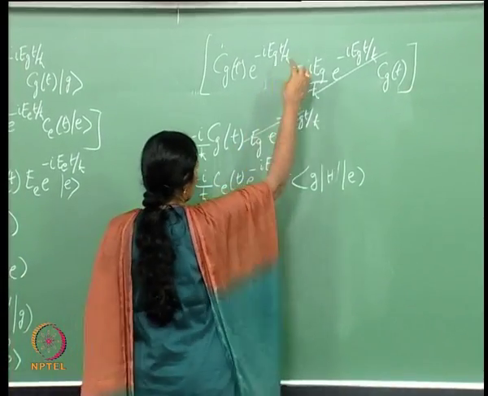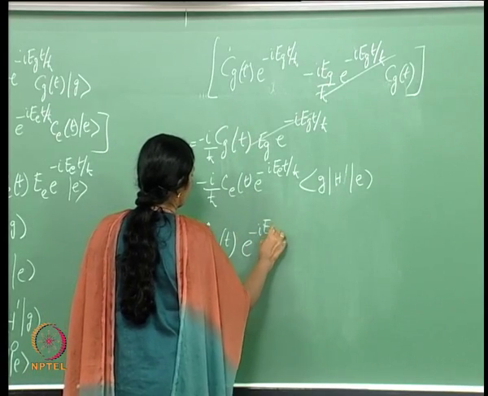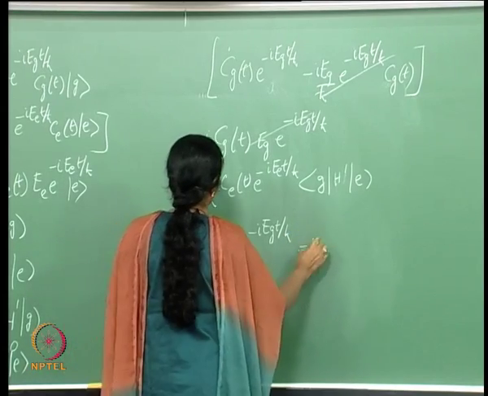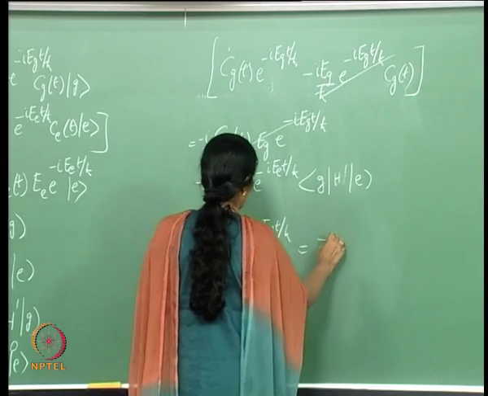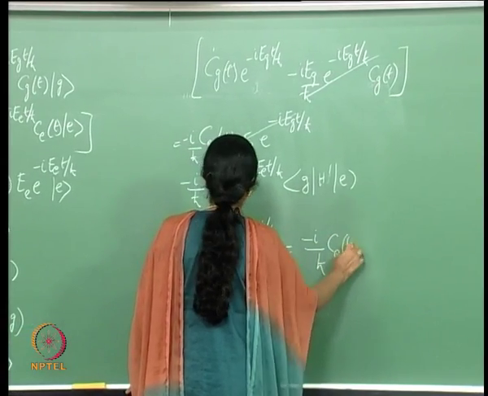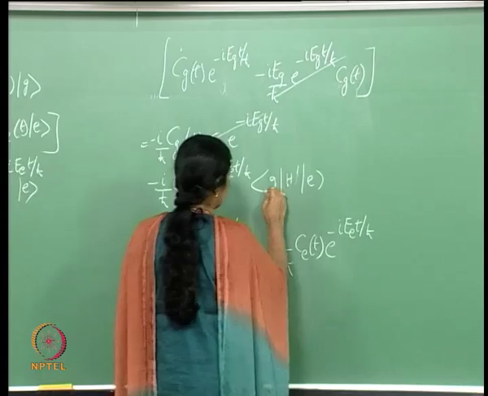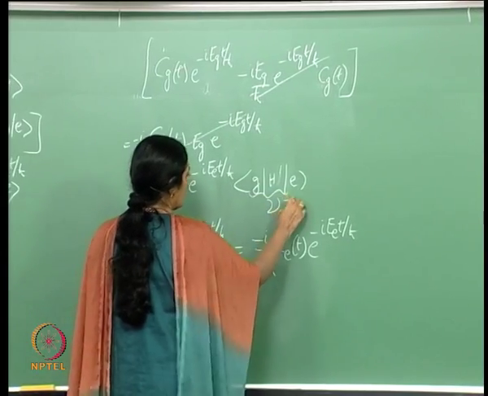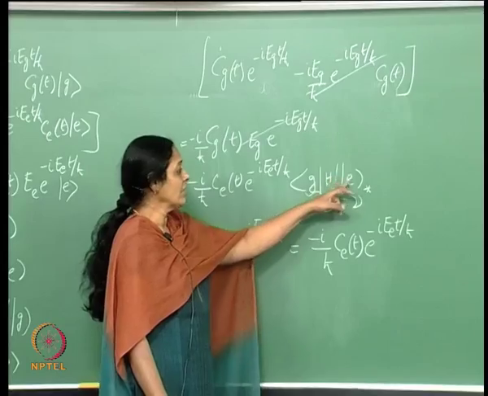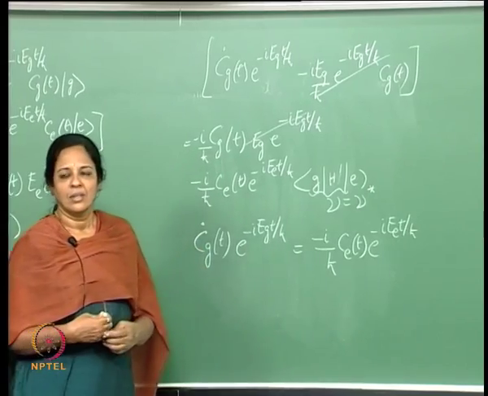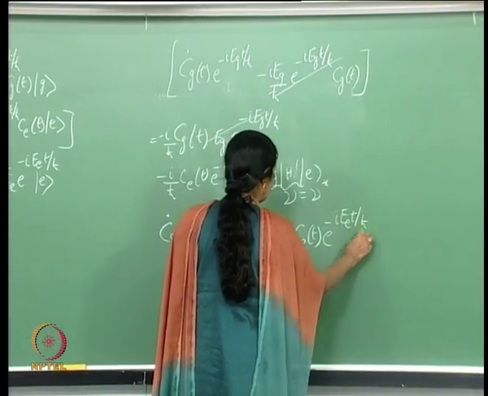Of course, I can write this as C_g dot of t e^(-iE_g t/ħ) equals this object here, minus i/ħ C_e(t) e^(-iE_e t/ħ) times this object. Let me call it nu, and let me say that that is also equal to its complex conjugate, because generically this is real, as you have seen from our discussion of the Stark effect earlier. So there is a nu.